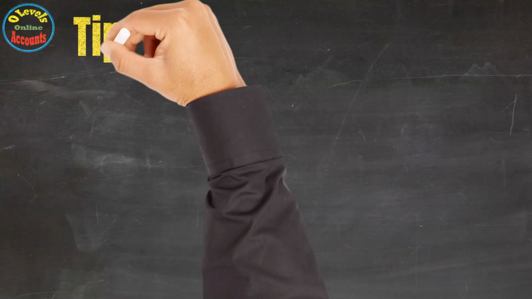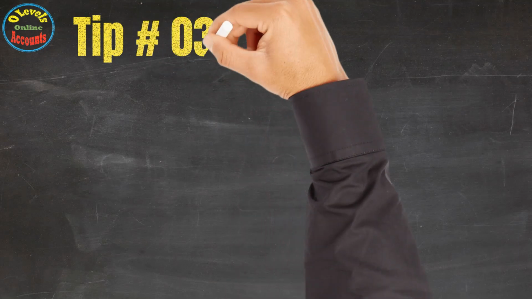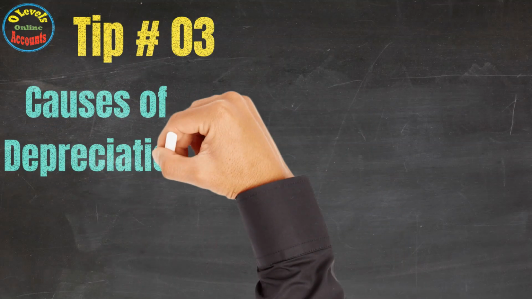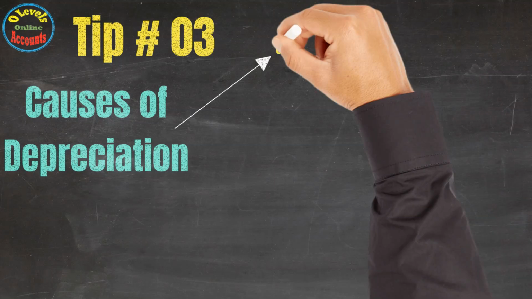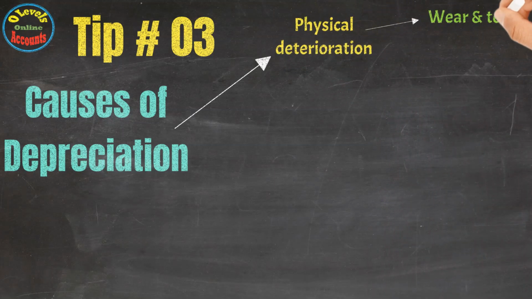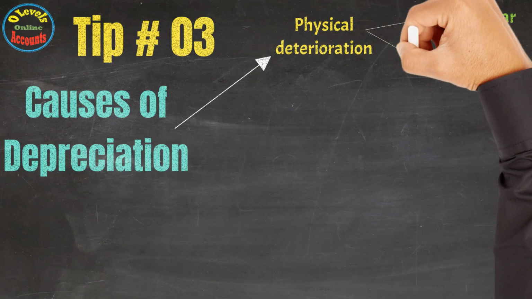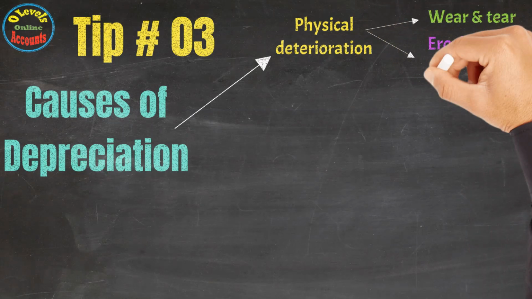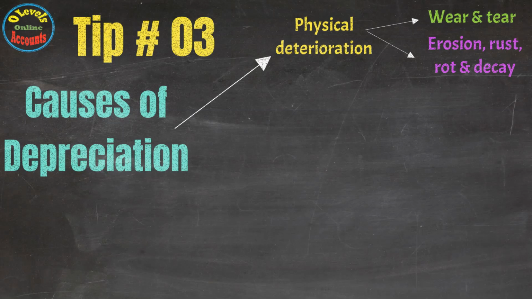Let's move towards the next tip. In tip number 03, we will examine the causes of depreciation. Firstly, physical deterioration, and further classifications are wear and tear, erosion, rust, rot and decay. Physical deterioration of fixed assets refers to the decline in the condition and performance of tangible assets over time due to various factors, which are classified above, resulting in a decrease in their value and efficiency.